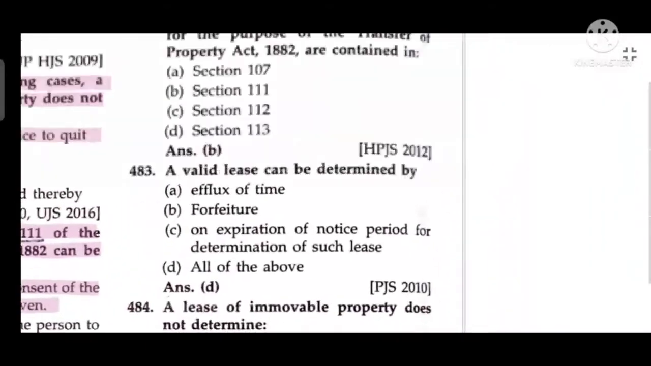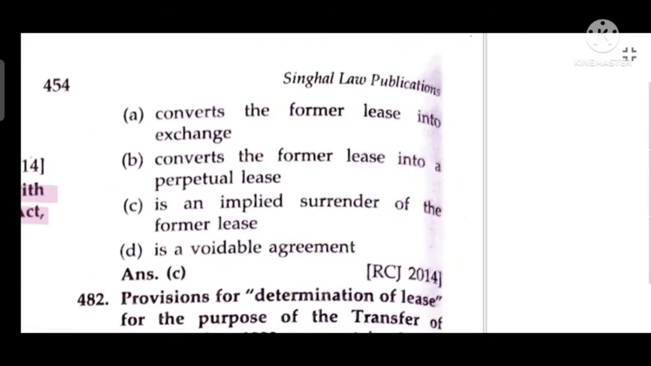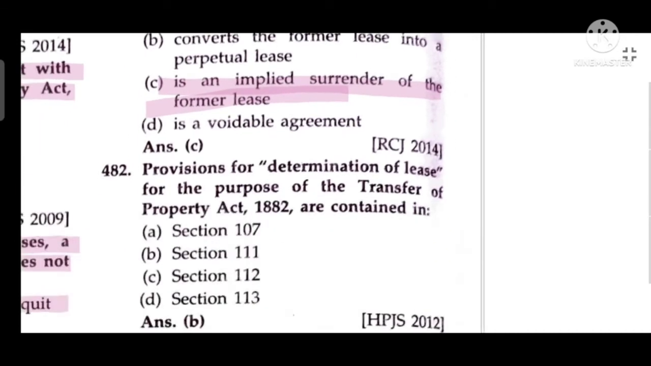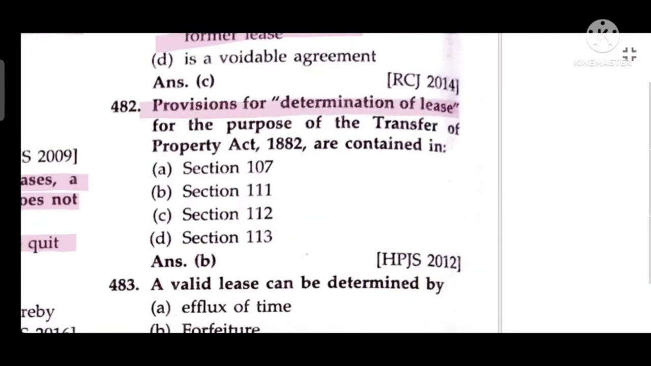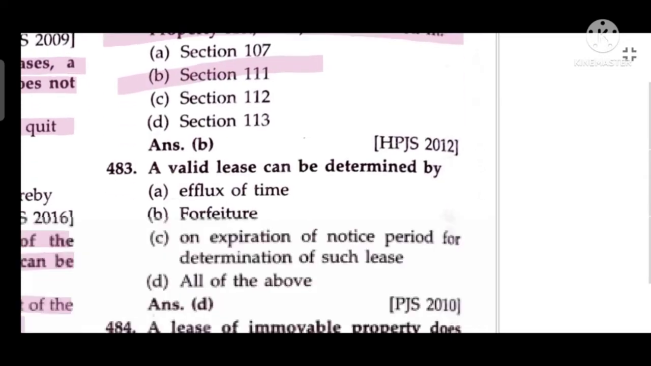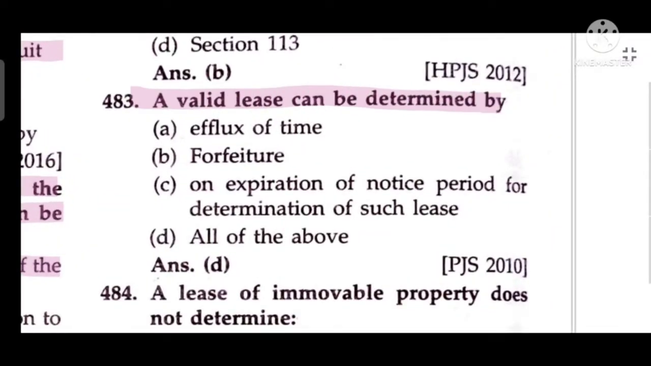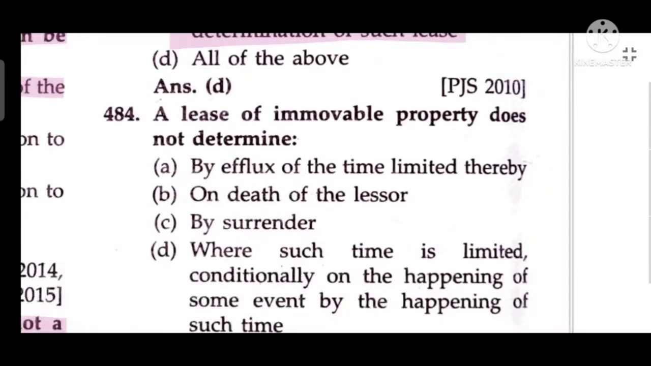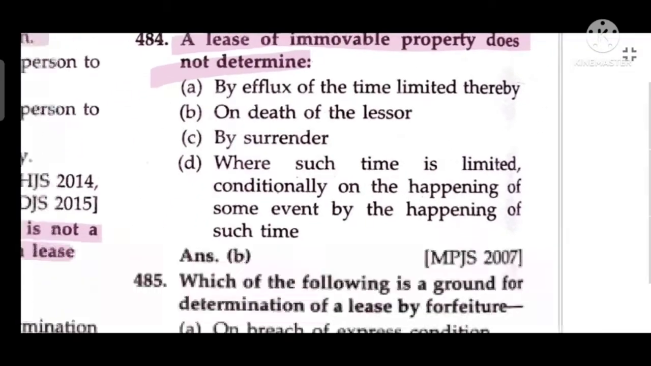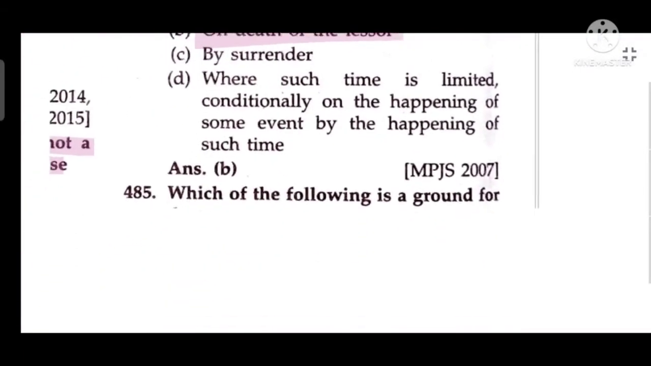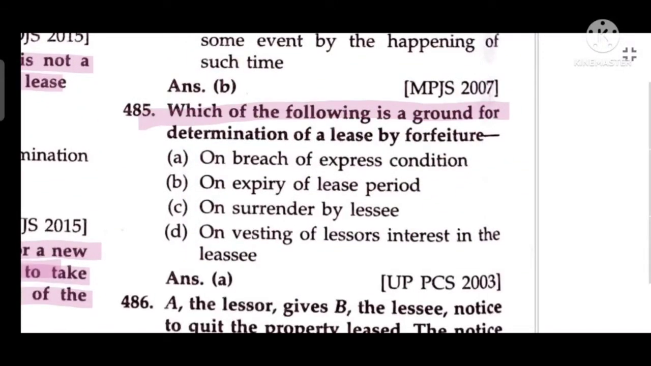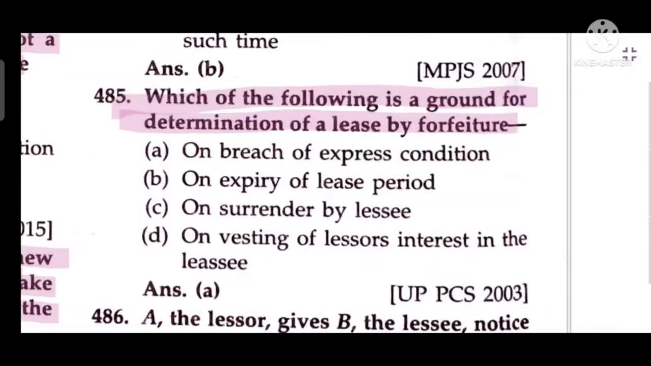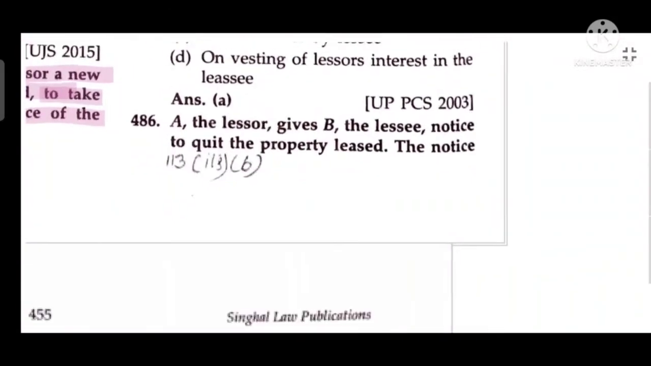A lease, except from the lessor, a new lease of the property leased to take effect during the continuance of the existing lease, is an implied surrender of the former lease. The provision of determination of lease under the Transfer of Property Act 1882 is contained in Section 111. A valid lease can be determined by effect of time, forfeiture, or expiration of notice period. A lease of immovable property does not determine on the death of the lessor. Which one of the following is a ground for determination of lease by forfeiture? On the breach of express condition.